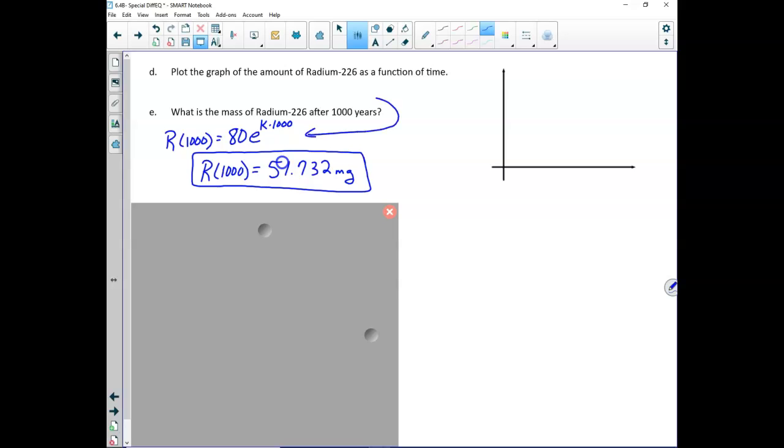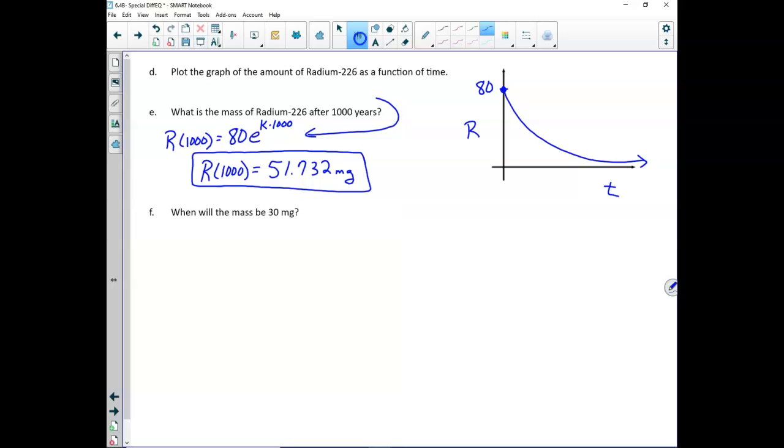Well, if you remember what your parent graphs start at, and we know this is going to be a decay function, so I'm going to come up here and start my graph up here at 80, and it's going to decay. It's going to come down, a little something like that, where my amount of radium left in terms of time is going to come across there. Okay, so that's just making a quick graph of that.